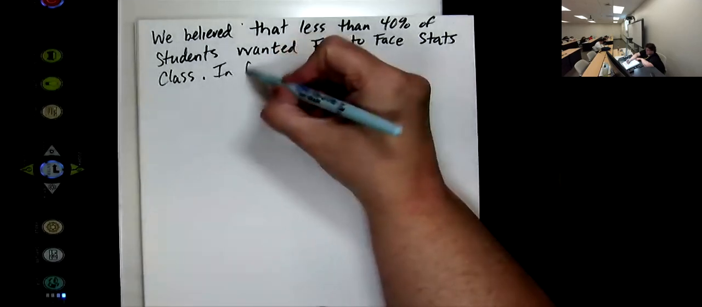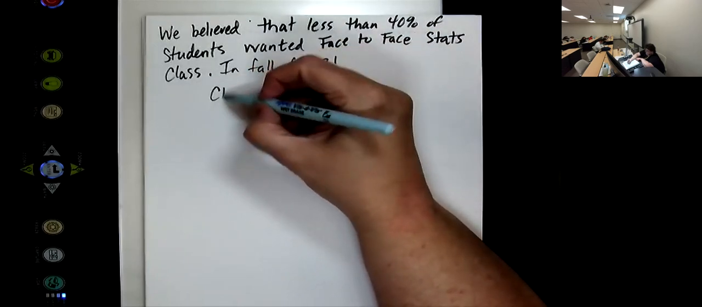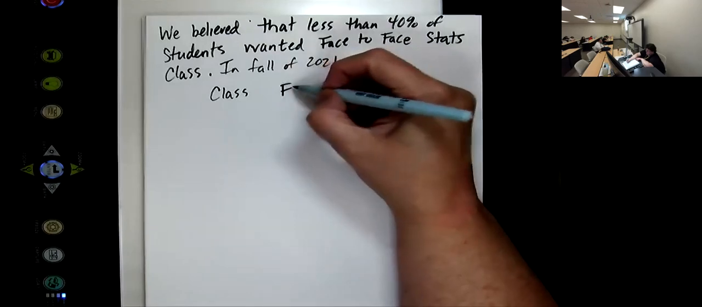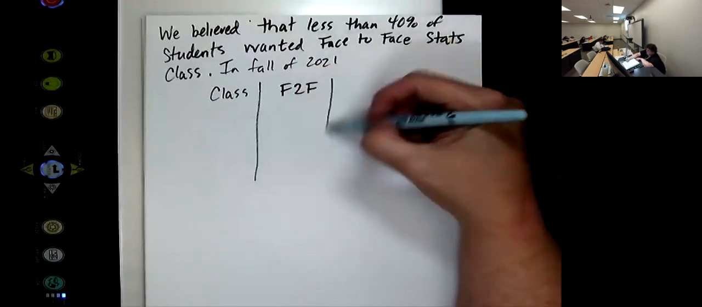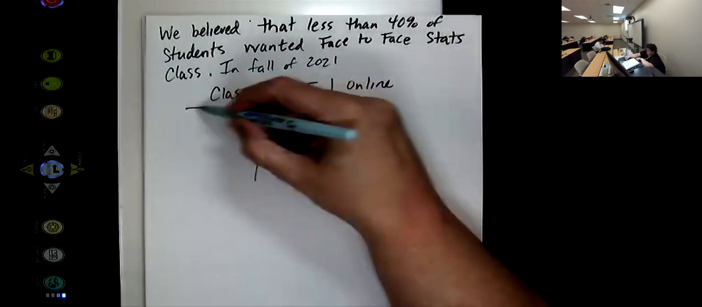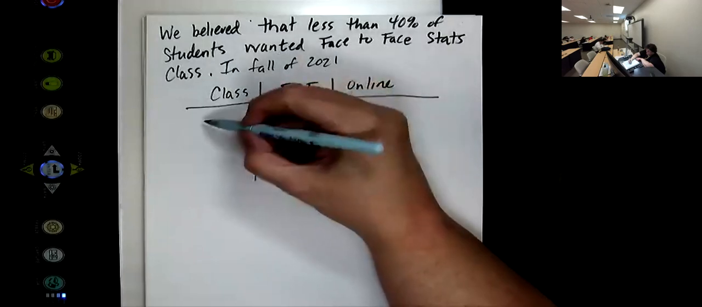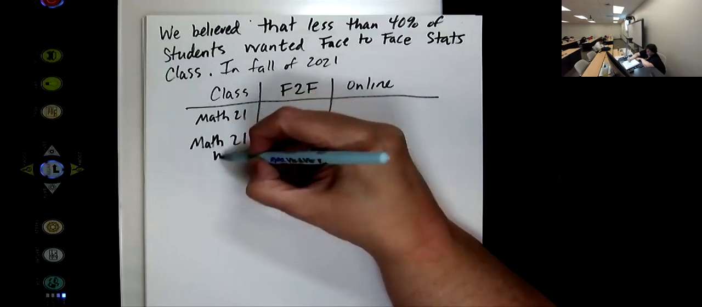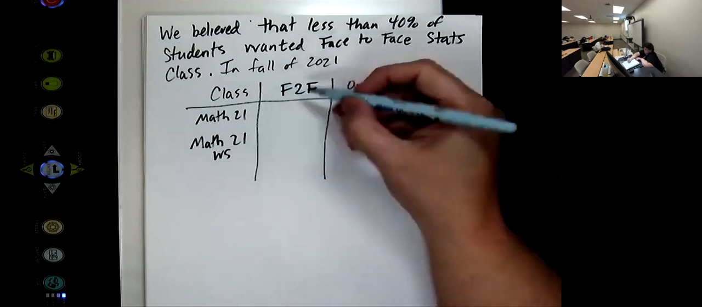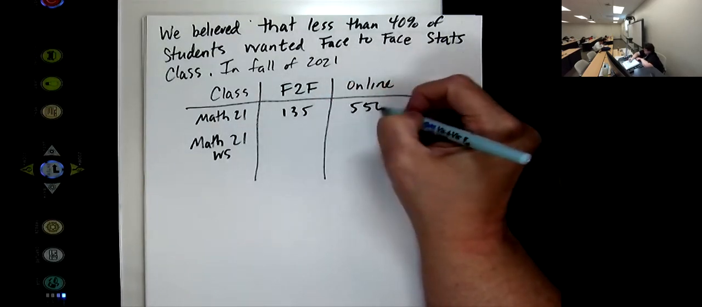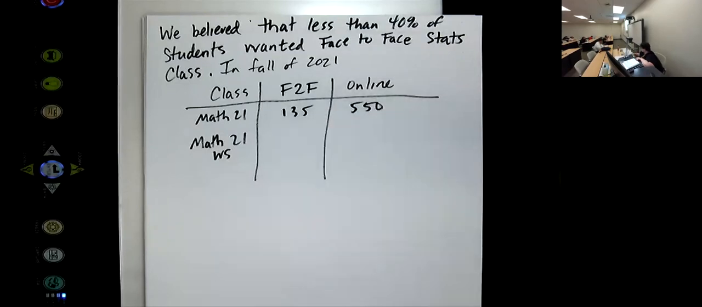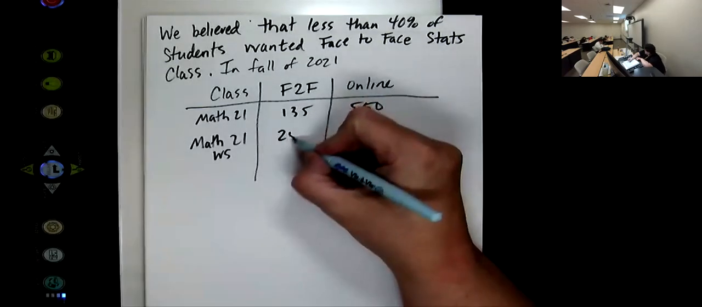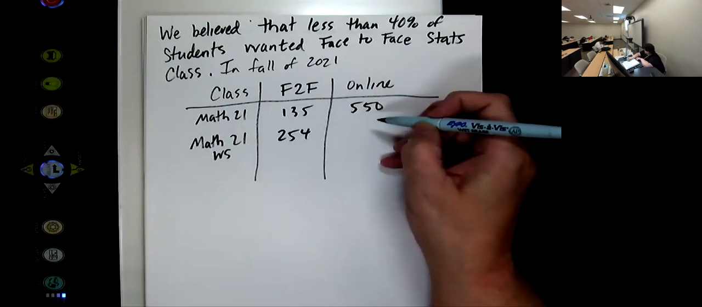In fall of 2021, we had the following data. Face-to-face, I'm going to abbreviate FTF. And online. We had Math 21, and Math 21 with support. These values were 135 and 550. These values were 254 and 241.